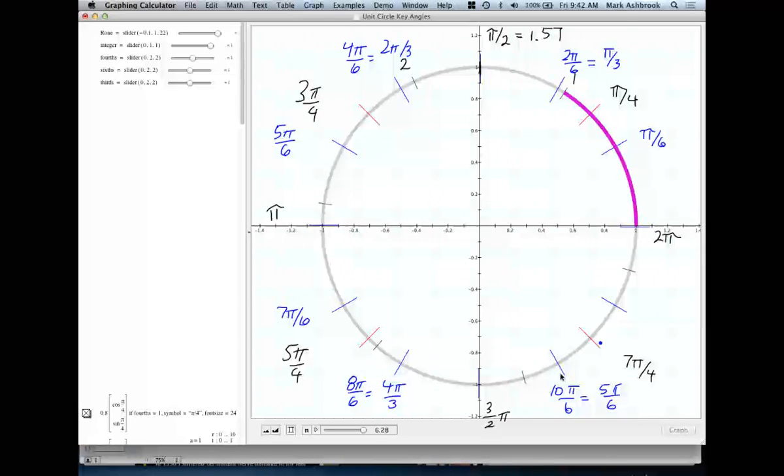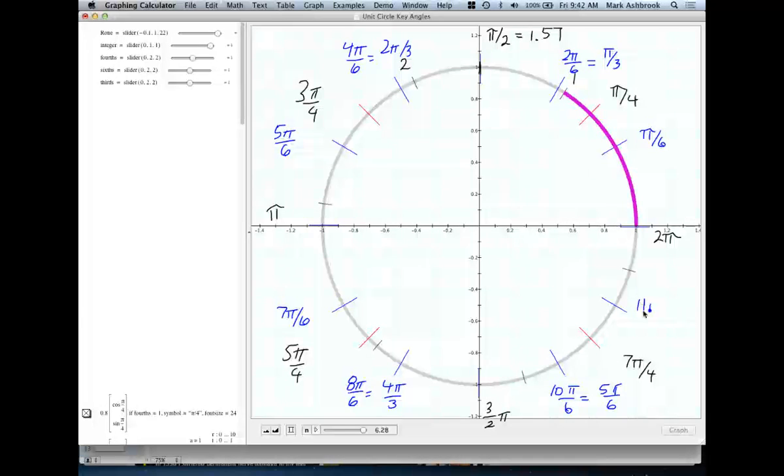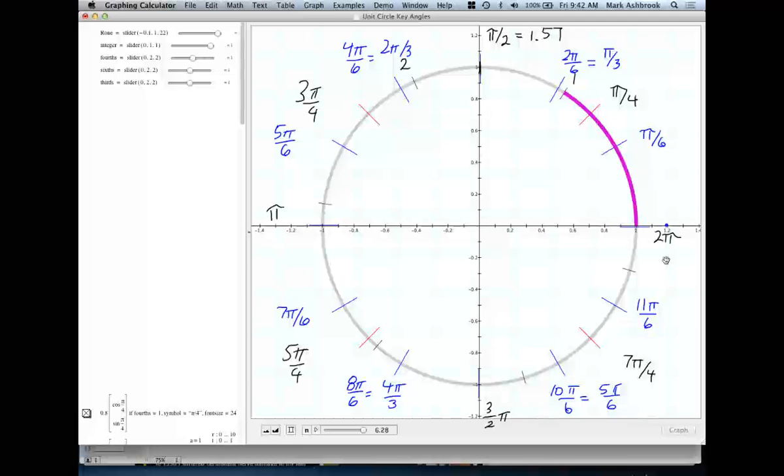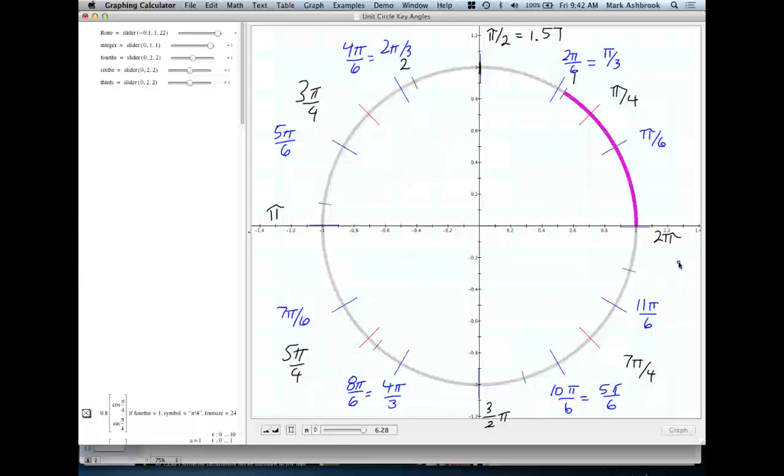9, 10, 11. And then 12 pi over 6 should be 2 pi. Is 12 pi over 6 equal to 2 pi? Yep. Okay, so that's one way to help you memorize these key angles.